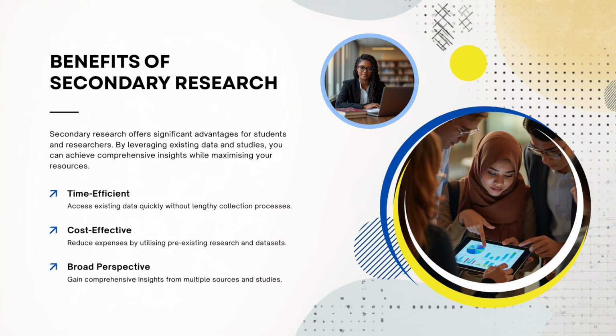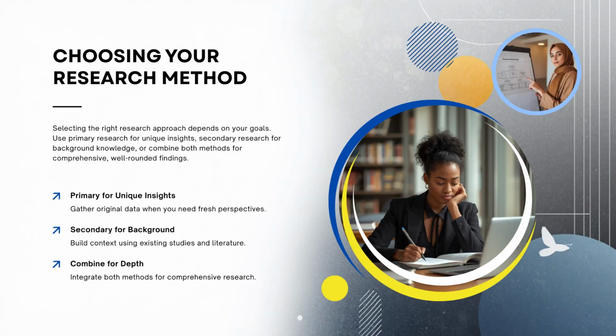Both types of research are valuable, and in many cases, research projects use a combination of both. Secondary research is often used to build background knowledge. It helps you understand what experts have already discovered. It also helps you identify gaps or questions that still need investigation. Primary research, on the other hand, allows you to contribute new information. It allows you to gather direct evidence that supports your research question.